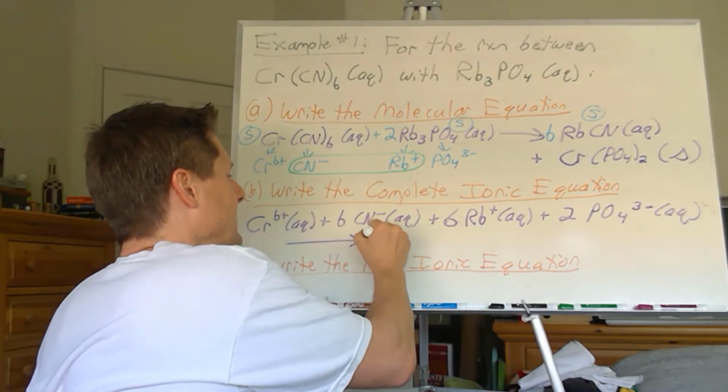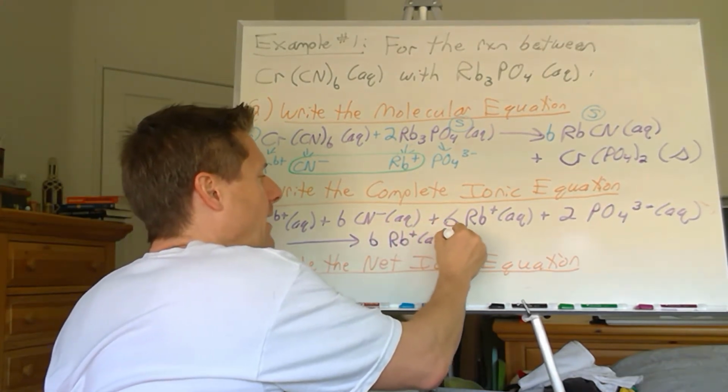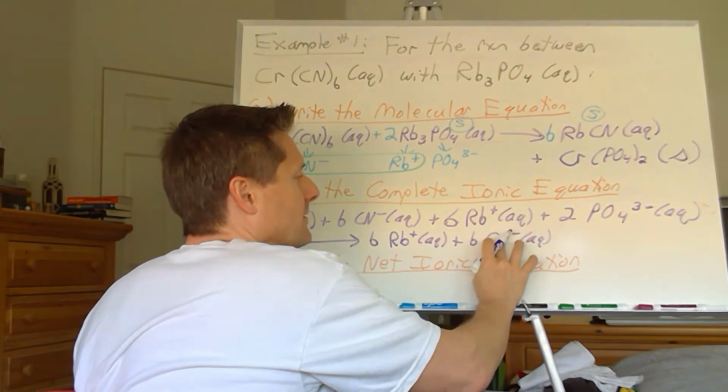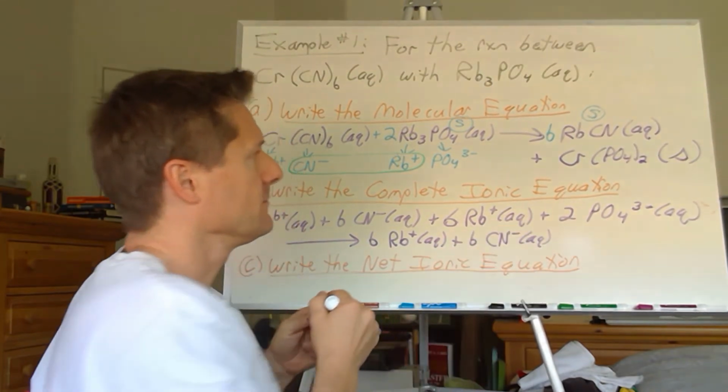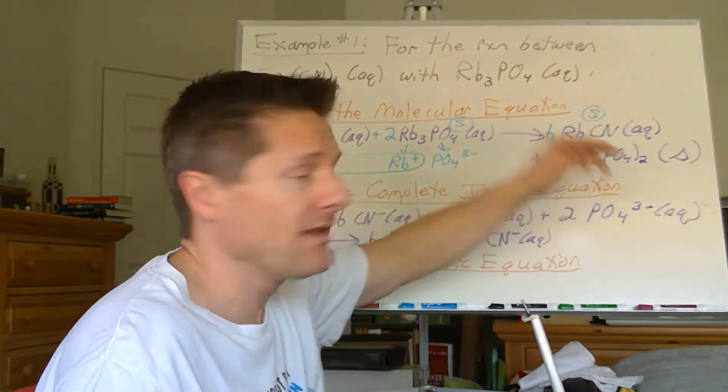So I'm going to get 6 rubidium ions and 6 cyanide ions. Just working down. Do this one, do this one, do this one, and then let's do the last one.